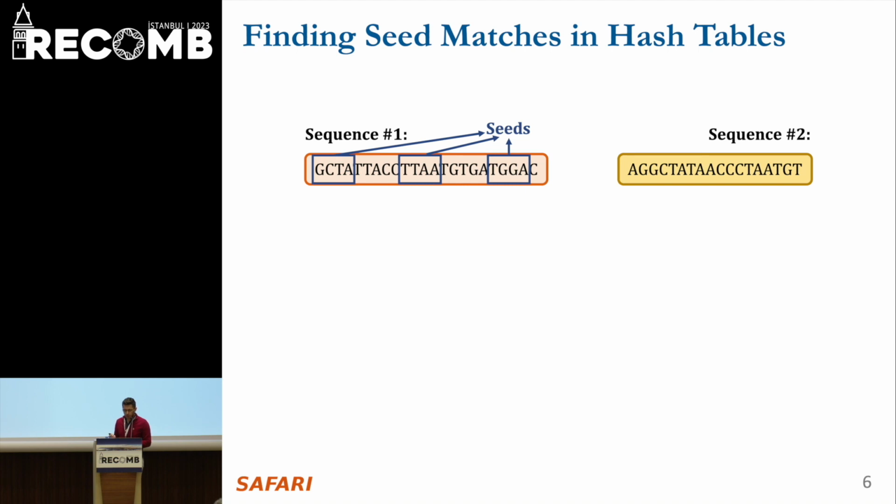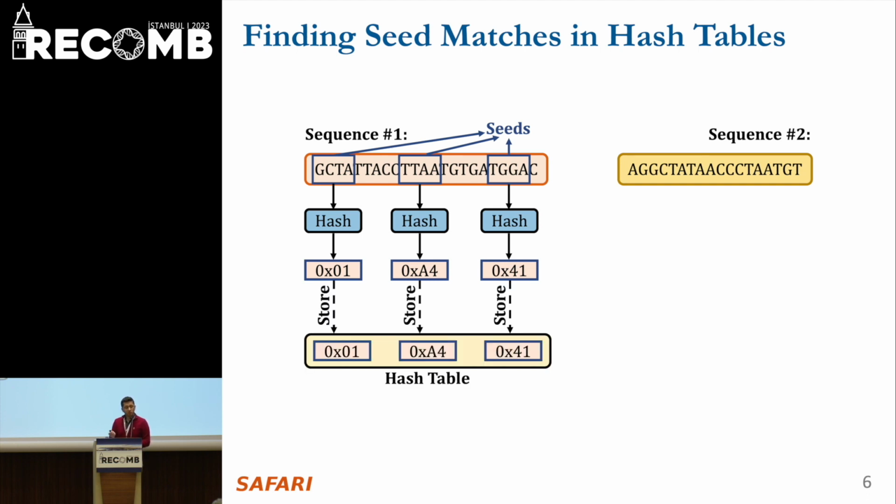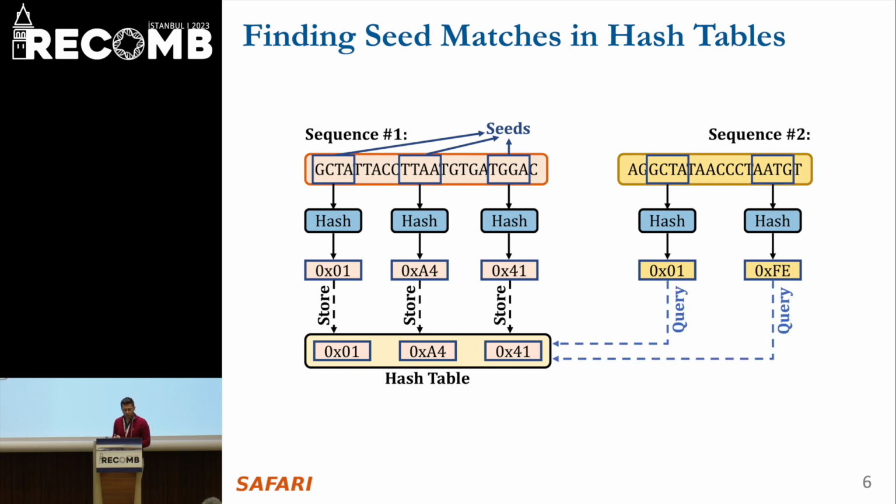To identify matches quickly, we hash these seeds and store these hash values in a hash table. Then when we want to figure out whether there are matching regions in the second sequence, we do the same thing. We identify the seeds, hash them, and later query the hash table that we generated previously. Querying the hash table will quickly tell us if there's a match or no match, to identify the similarities between sequences.